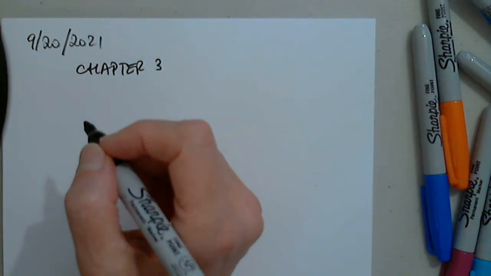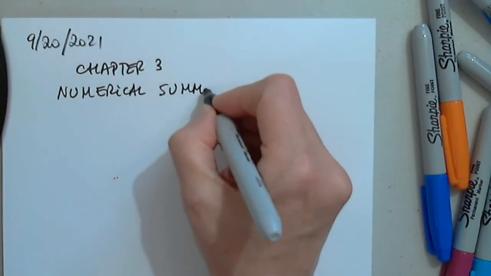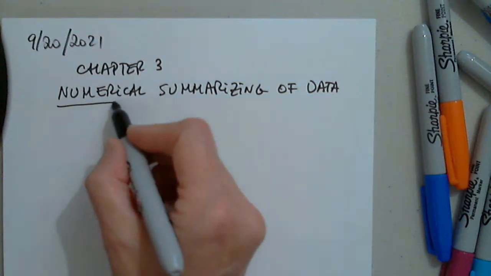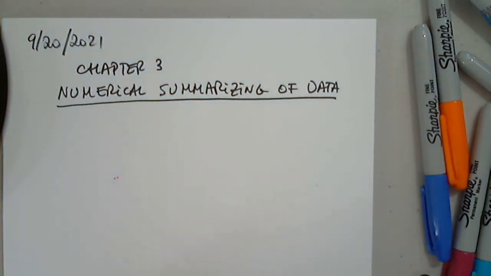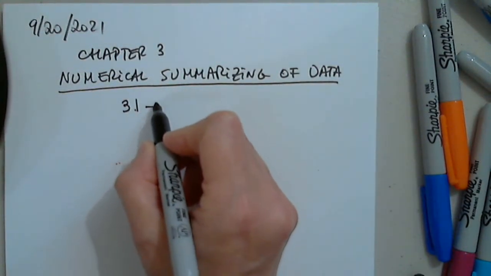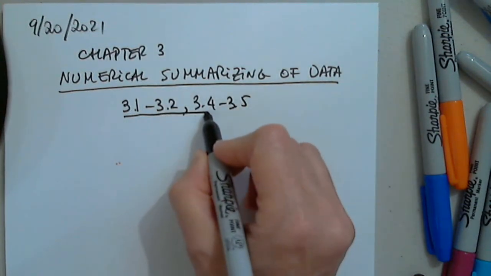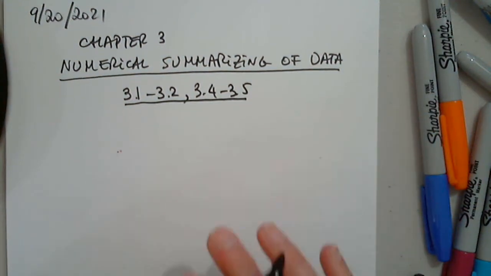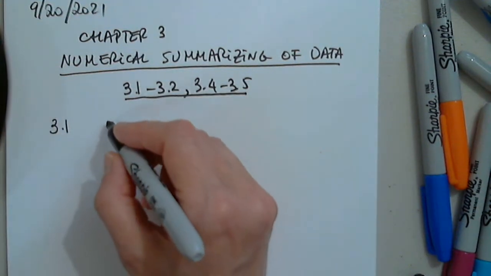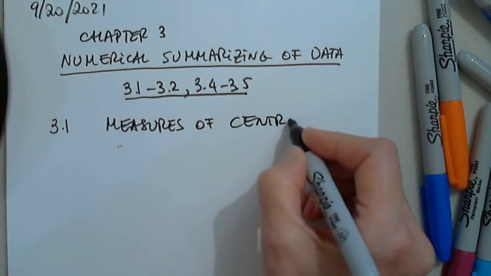Chapter 3 deals with numerical summarizing of data. In this chapter, we are only responsible for 3.1 and 3.2, as well as 3.4 and 3.5. That's all you're going to see in MyLab Math and in Canvas, of course. So 3.1 deals with measures of central tendency.